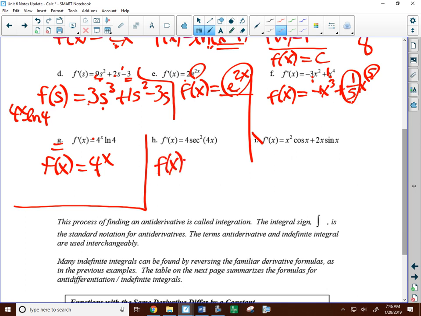So I know I didn't have you do this one. Any thoughts on this one? So you got to think backwards from secant squared. So the original function that had the derivative secant squared would be tangent of 4x. So the derivative of tangent 4x is secant squared 4x, chain rule times 4. That's what we have there.